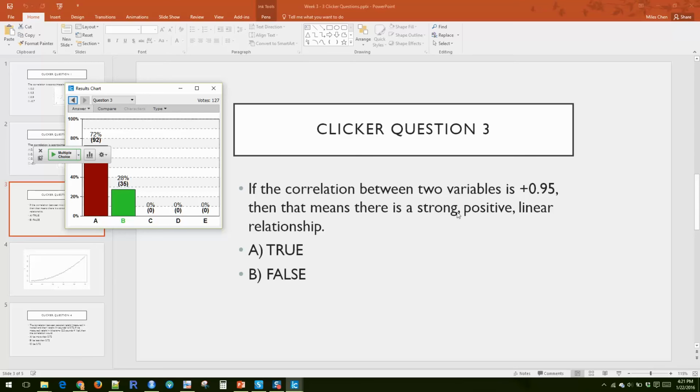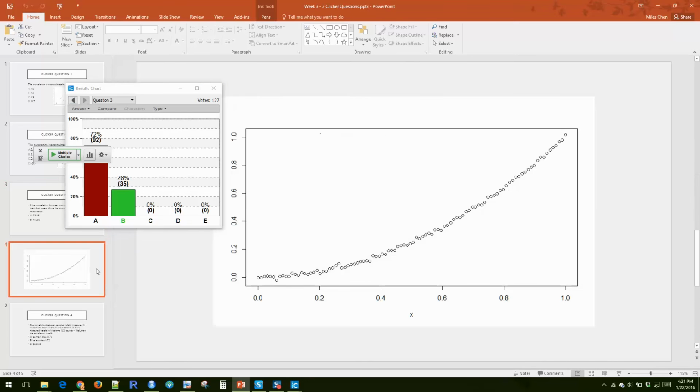Because like I said, correlation only tells you the strength and direction. So it will be strong and positive, that much is true, but it does not tell you the shape. It will not tell you if it's linear or not. So you cannot say that there's a linear relationship. So here's an example. This data, if you analyze it, will have a correlation of about 0.95. I think it's 0.961 or something. I did the analysis here.